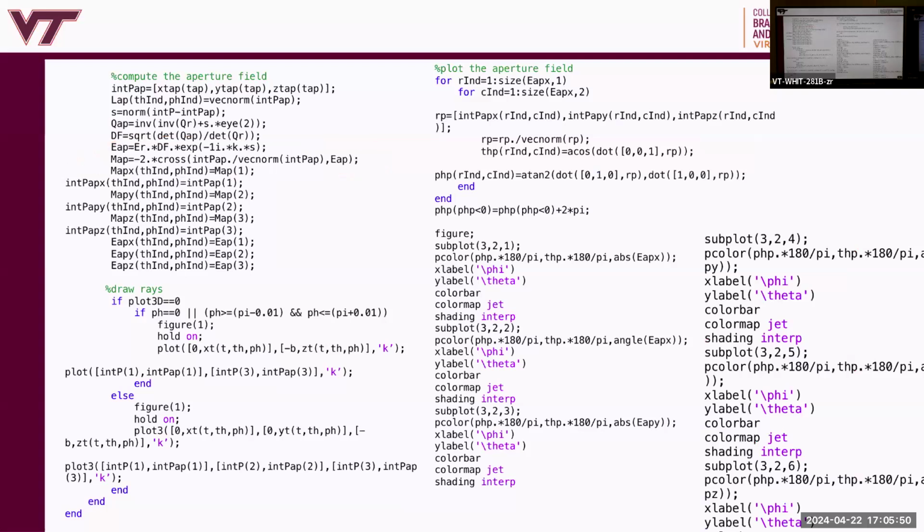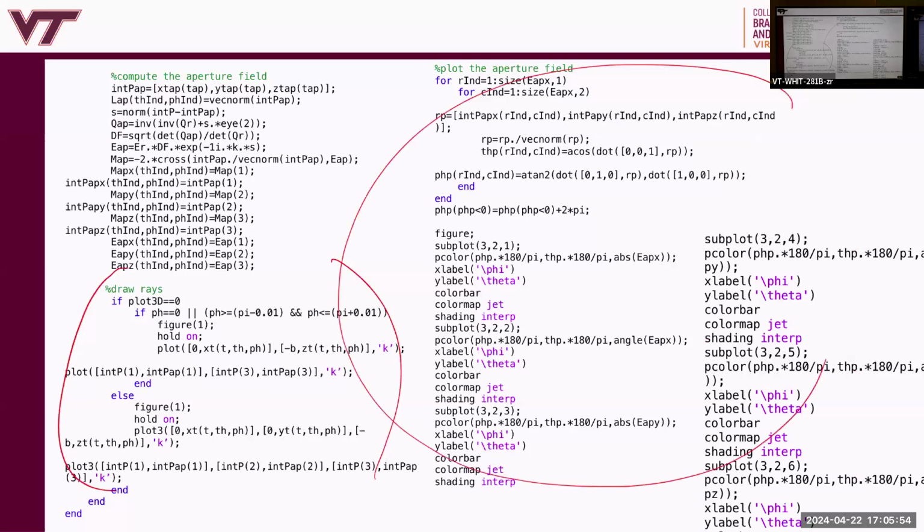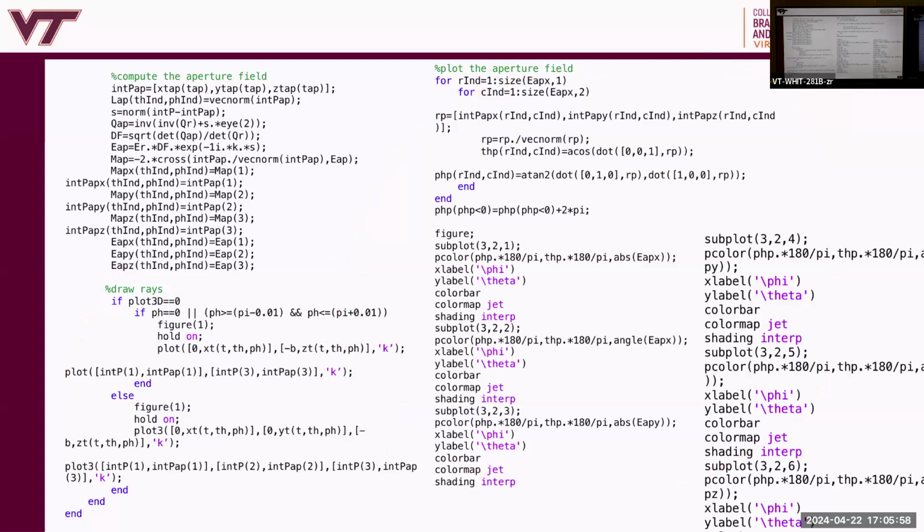All right, then I plot the ray. Then I do some plotting of the aperture fields here, okay? I'm not going to go through it because I spent too much time today on this. I need to get further, right? Okay, so that's the last of the code. All I do here is plot the aperture fields. Yeah? Okay, good.